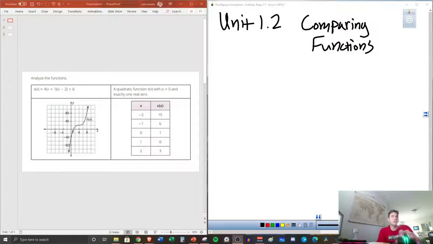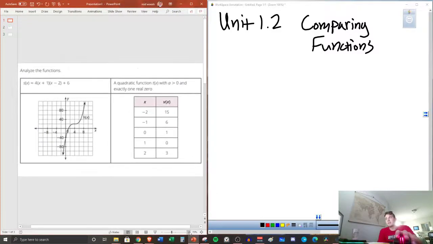So when we're comparing functions, let me go ahead and have you write what we see here. On your notes on the right side over there, title your notes 1.2, comparing functions. And then we have this example over here on the right that we're going to be getting to, or excuse me, the left. So on the left, we have four functions that we're going to be comparing.